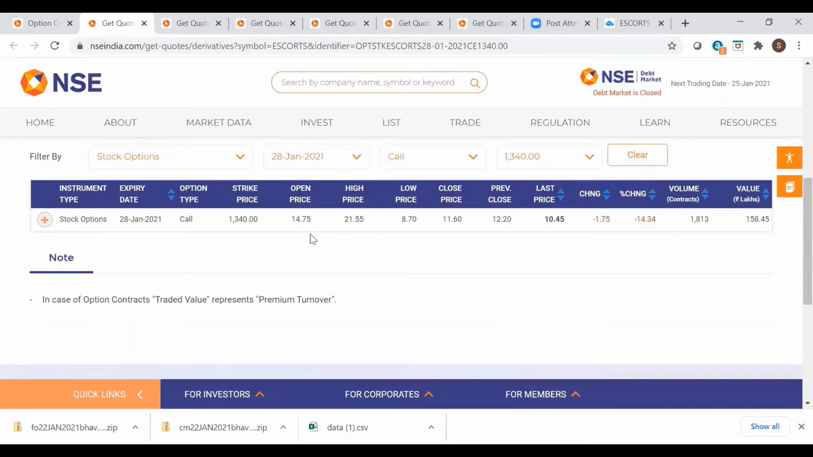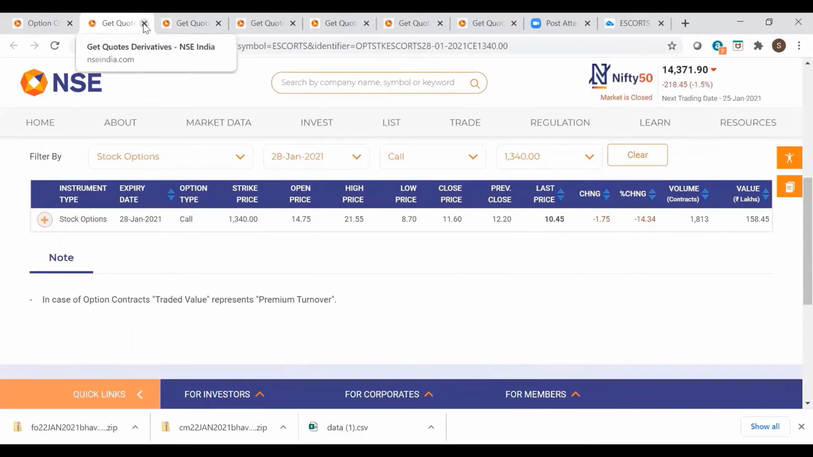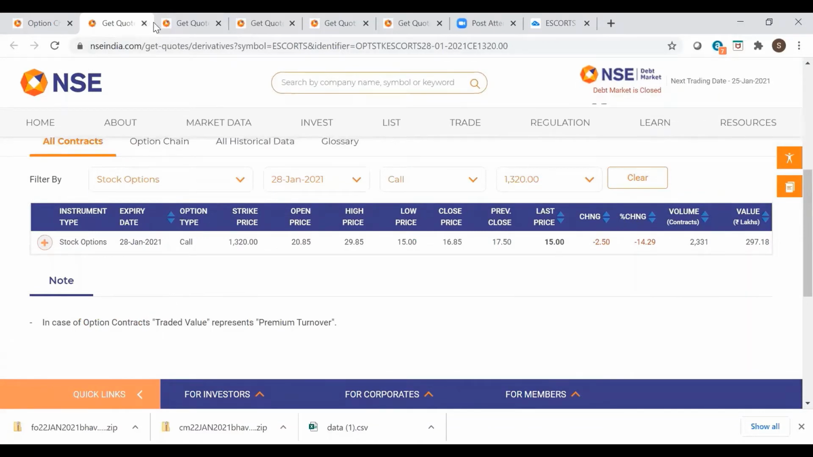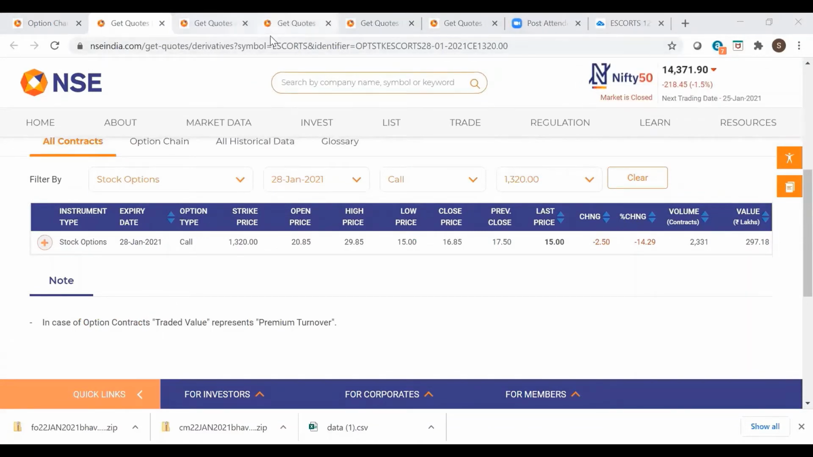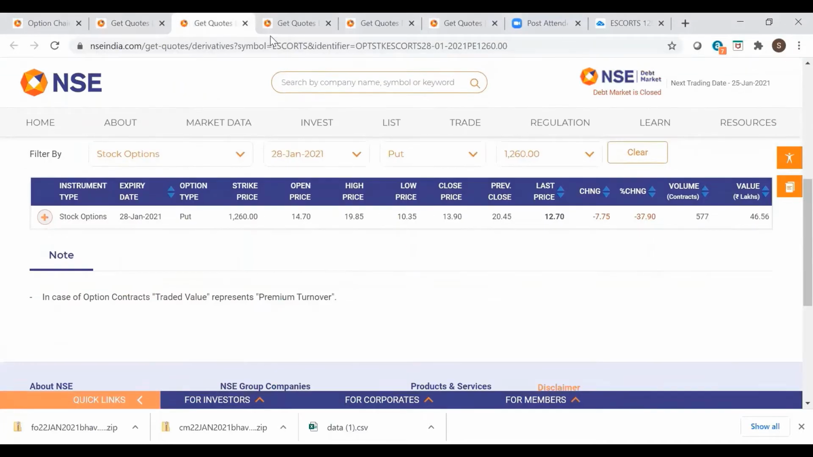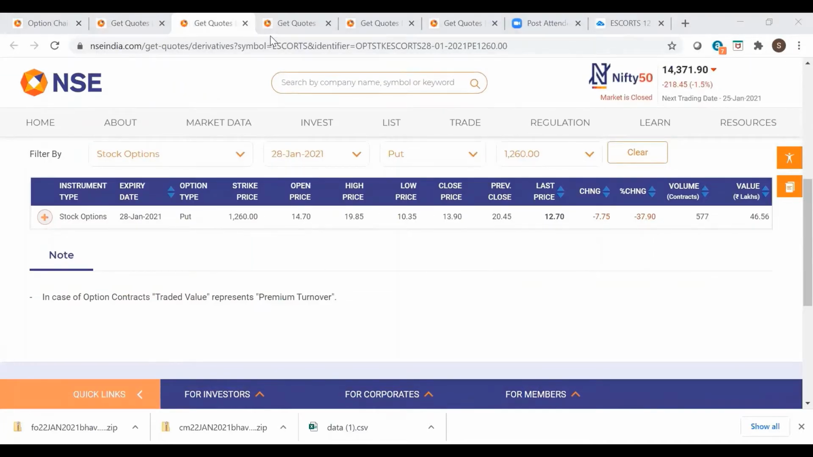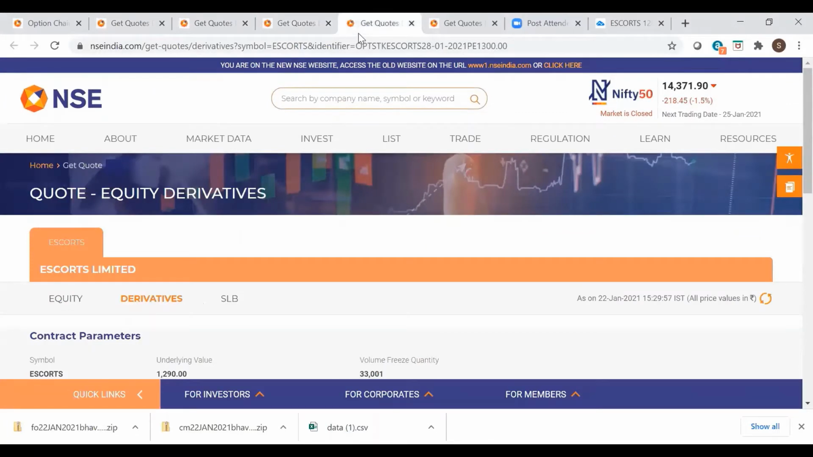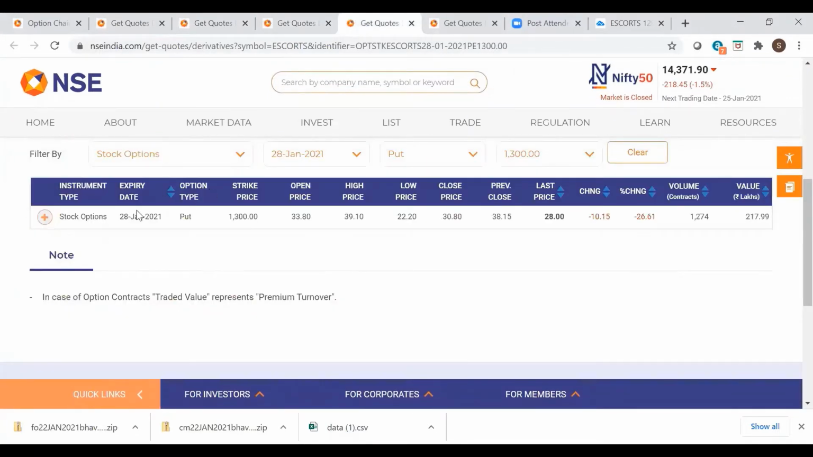If you look into the thousandth, it's highly irrelevant. If you look into the 1300 put here, the high price on Friday is 39 and the low price is 22.